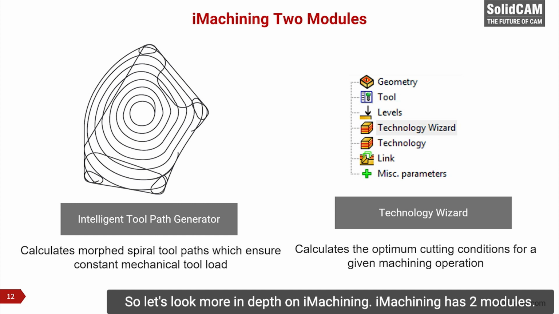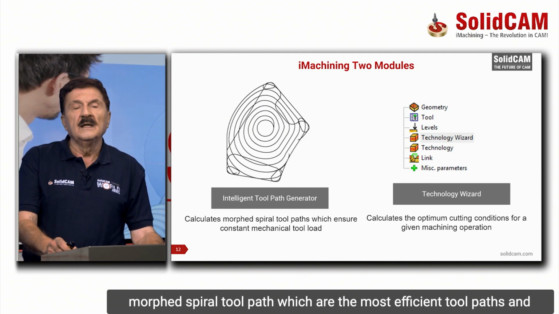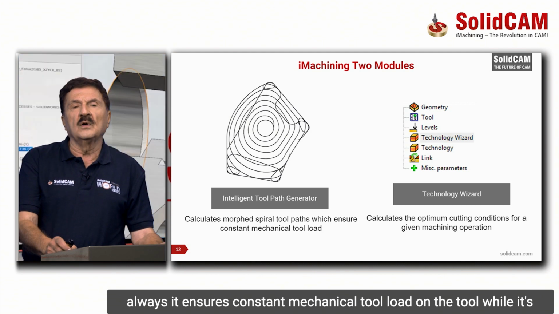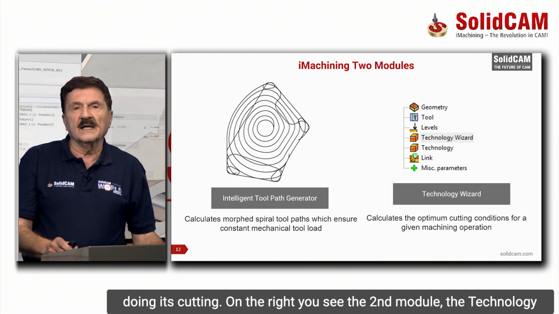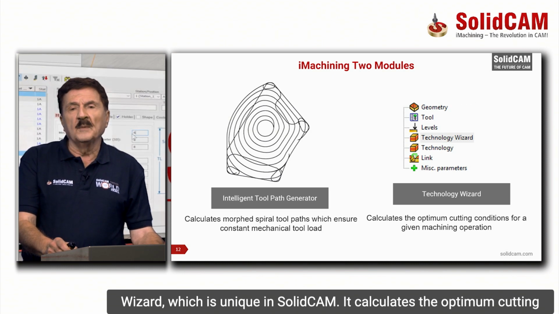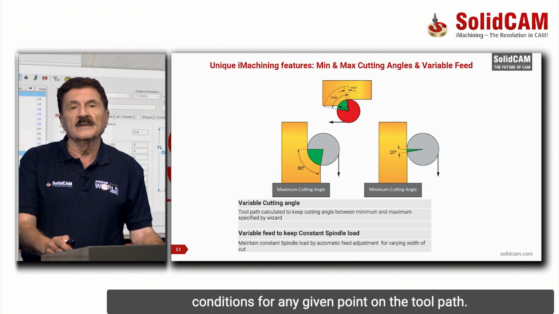So let's look more in depth at iMachining. iMachining has 2 modules. First, on the left, the intelligent toolpath generator. It calculates morphed spiral toolpaths, which are the most efficient toolpaths, and it always ensures constant mechanical load on the tool while it's cutting. On the right, you see the second module, the technology wizard, which is unique in SolidCAM. It calculates the optimum cutting conditions for any given point on the toolpath.